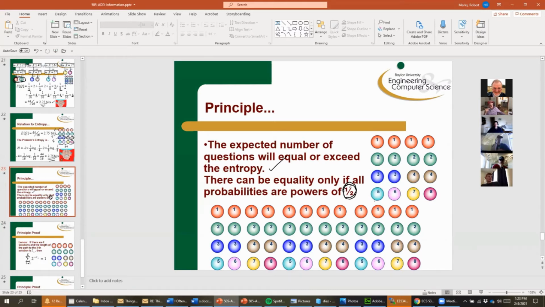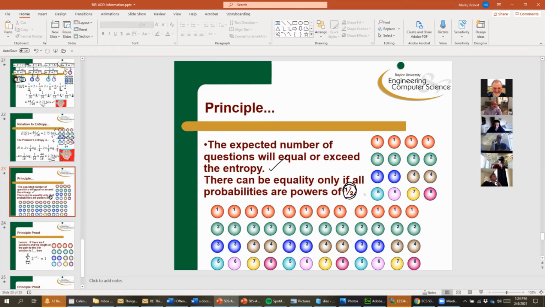If they're not powers of 1/2 and you're using interval division, then the number of queries that you have is going to be a little bit greater than the entropy. In fact, we can show that the number of questions, independent of the probabilities, always lies between the entropy and the entropy plus 1. We're not going to show that here, but that's an interesting result that comes out of this. So you can see the power of entropy in describing phenomena.